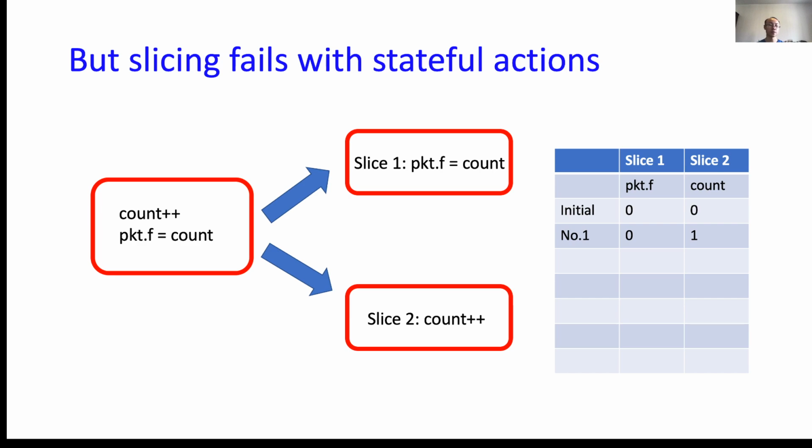That's why its value becomes 1. However, the count in the first slice keeps the same. That's why the packet.f will be set to the initial value of count in the first slice, which is 0. When a second packet goes through this pipeline, count value will become 2, but packet.f still keeps 0. When n packets go through this pipeline, count has already updated to n, but packet.f still stays at 0. That's why we can say the slice for packet.f is incorrect.